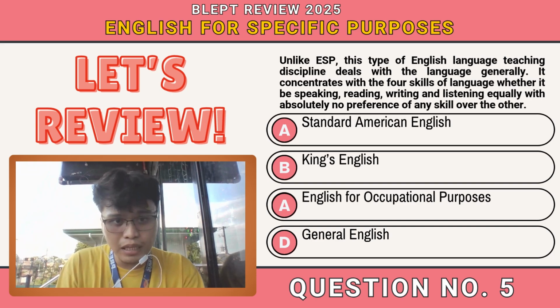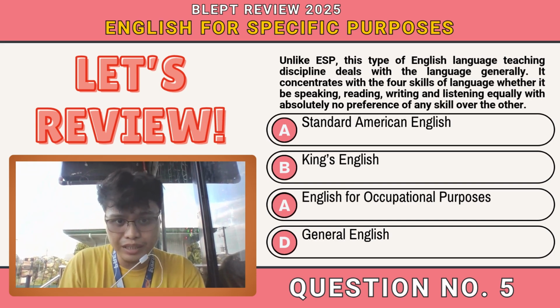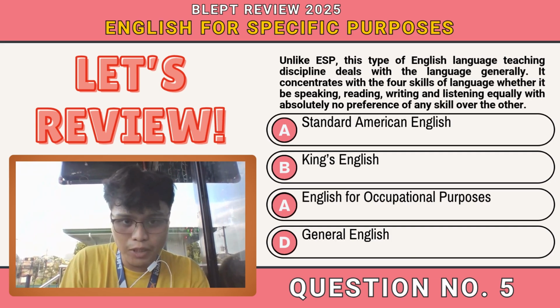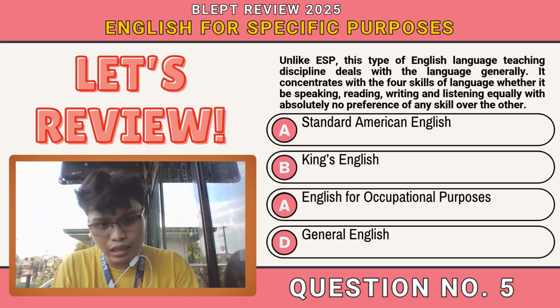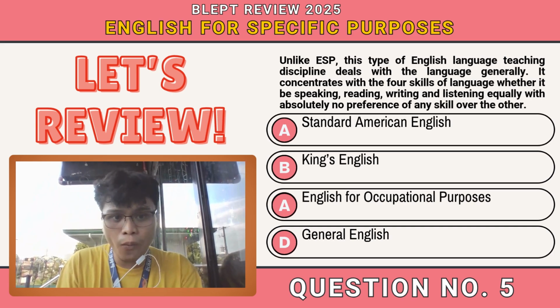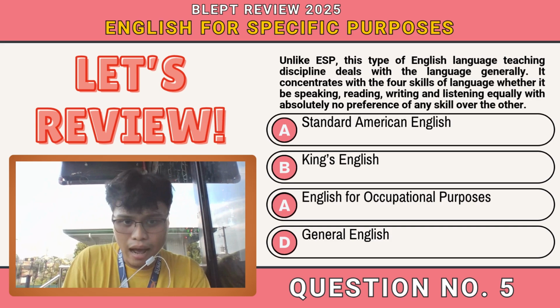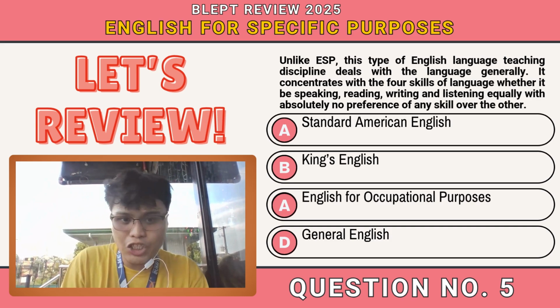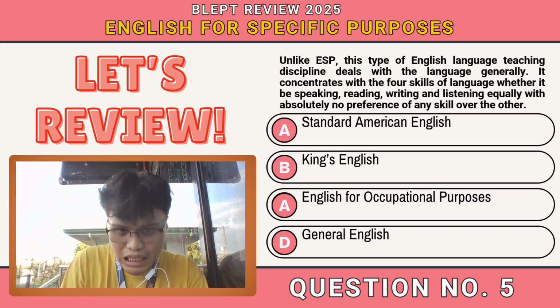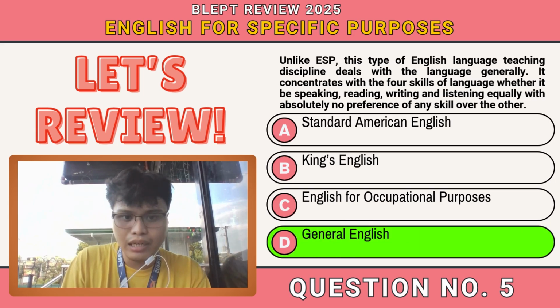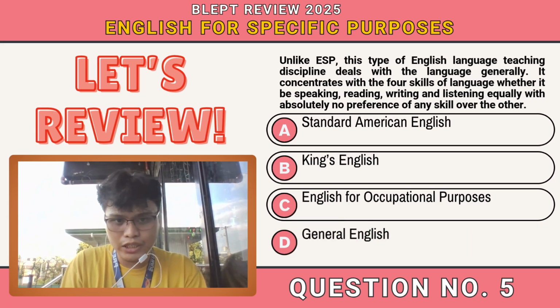Next, unlike ESP, this type of English language teaching discipline deals with language generally. It concentrates on the four skills of language, whether it be speaking, reading, writing, or listening, equally, with absolutely no preference for any skill over the other. A, Standard American English. B, King's English. C, English for occupational purposes. And D, General English. I will give you some time to pause. The correct answer is letter D, General English.